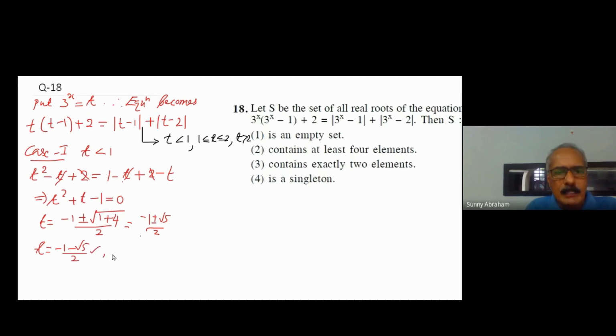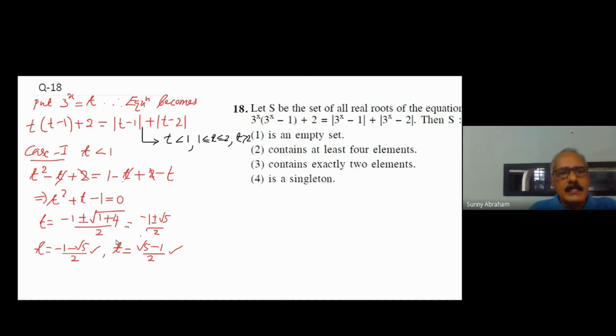Now, what about the other value? t = (√5 − 1)/2. Root 5 is 2 point something, minus 1 is 1 point something, and 1 point something divided by 2 is also smaller than 1, isn't it? So this is also an admissible value when it comes to t less than 1.